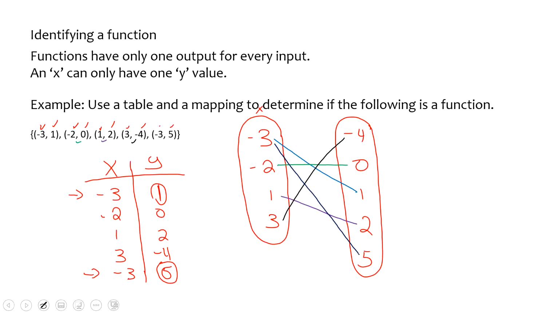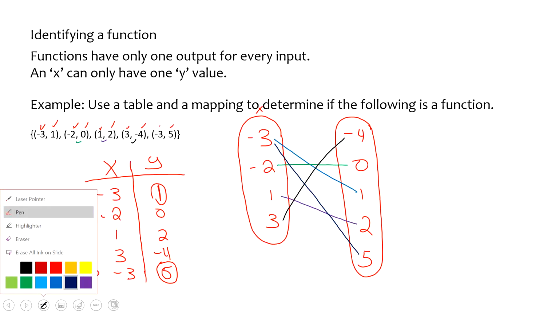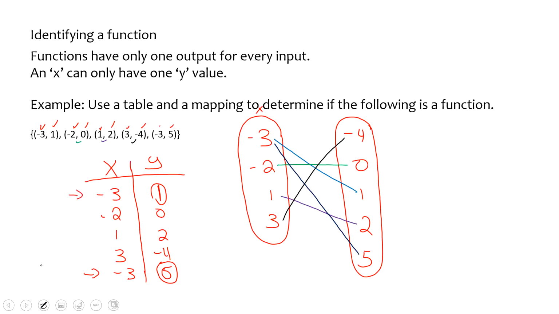Now I look at this, and what we don't want is an x having more than one value for our y. But I look at my list of x's, and -3 actually has 2 arrows or 2 lines coming off it. That's telling me that it has 2 values for y. For that x value, there are 2 different values of y. So that's going to make this not a function, because I can only have one y for each x.